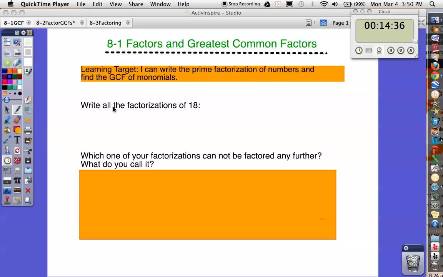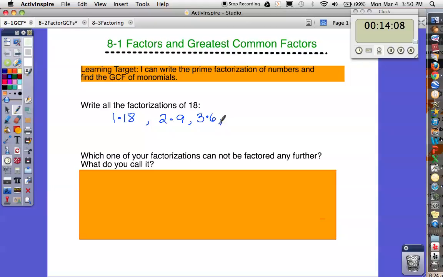We're going to start off just talking about the prime factorization of numbers and also the GCFs of monomials. So write all the factorizations of 18. How can you factor 18? What can you break it down into? Or basically, what multiplies to give you 18, right? So we would have 1 times 18. What else would we have? We would have 2 times 9. What else can we do? 3 times 6.